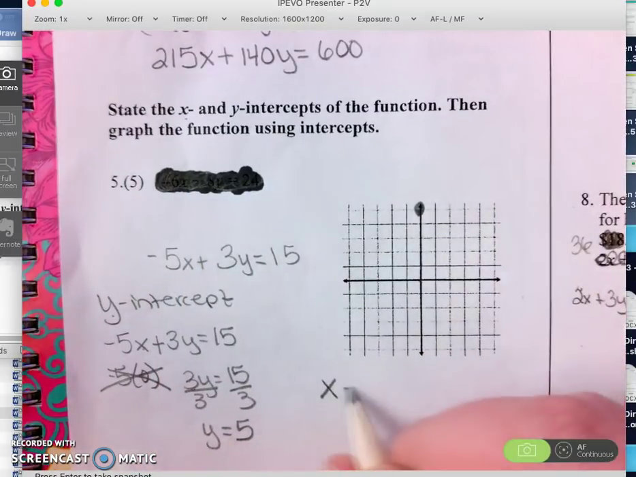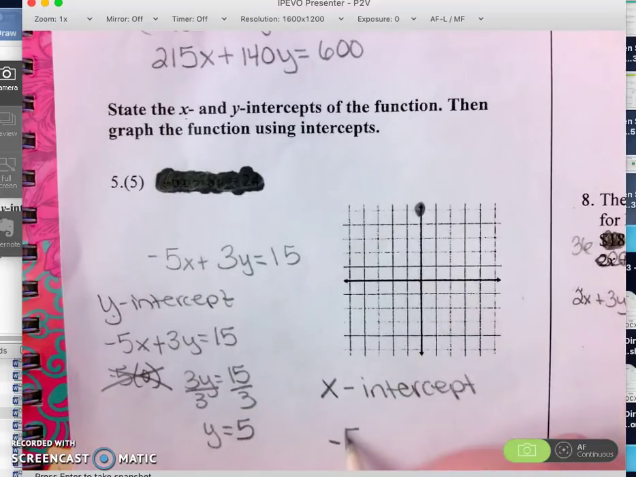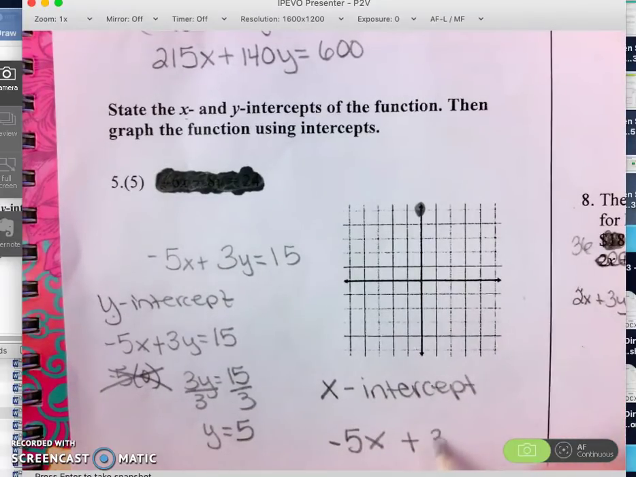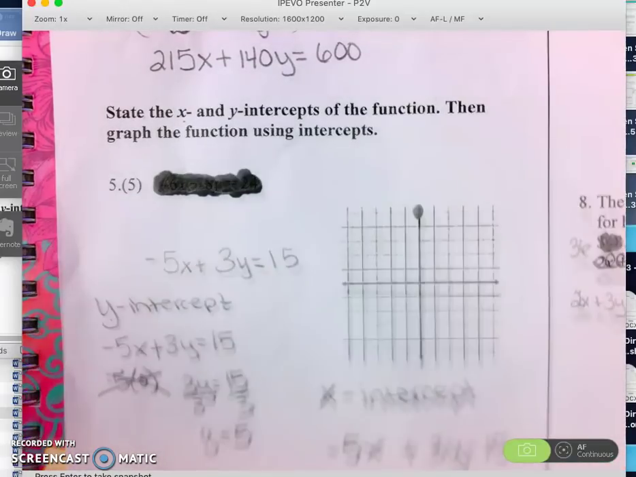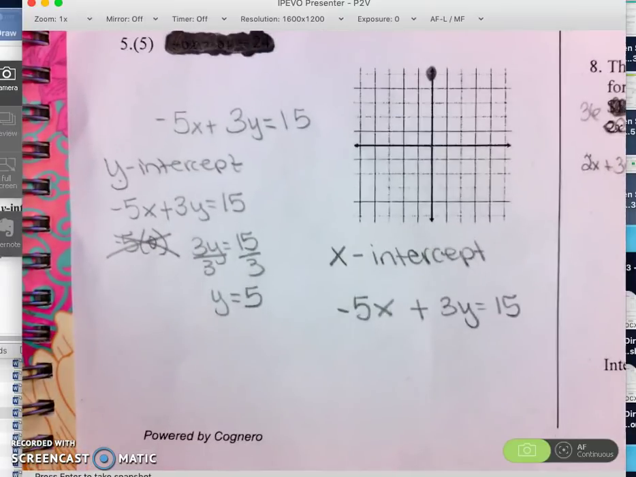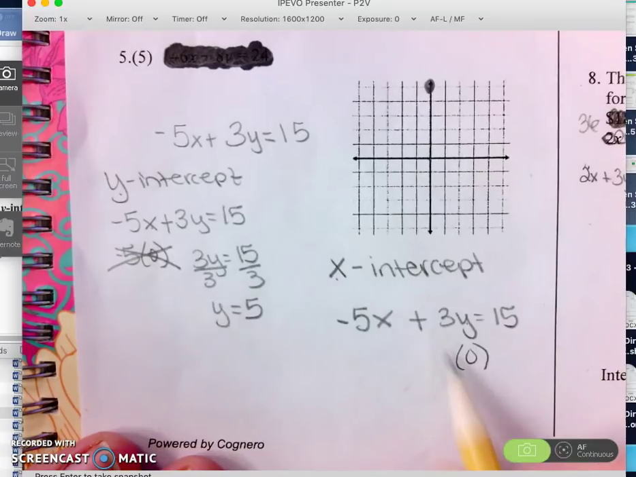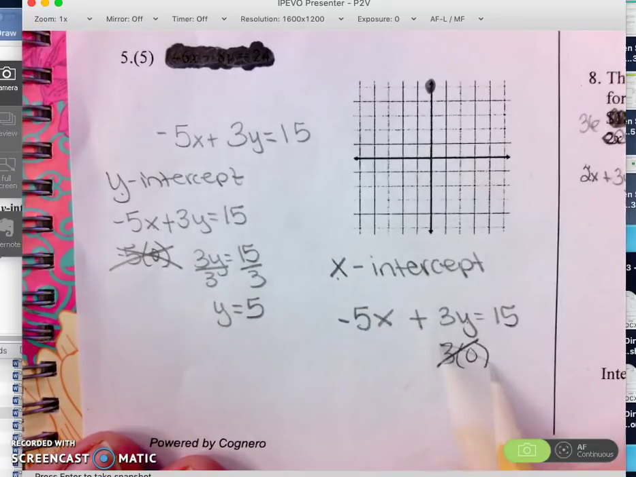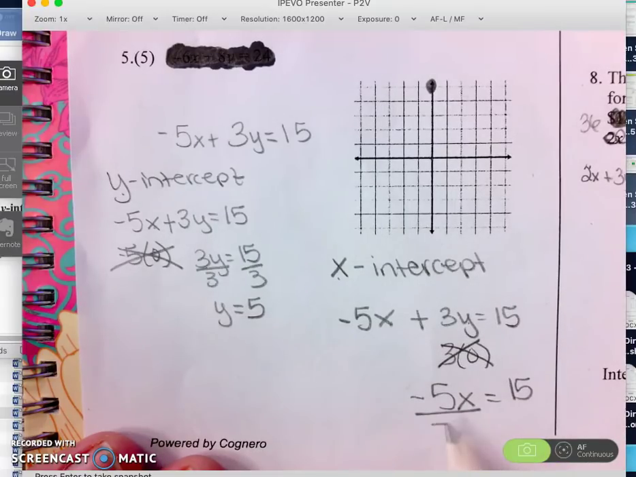So to find the x-intercept, I'm going to rewrite my equation. 5x plus 3y equals 15. Bring this down a little bit. Okay, to find the x-intercept, I replace the y with 0. That goes away. I have a negative 5x left equals 15. I have to divide by that negative 5. X is equal to a negative 3.